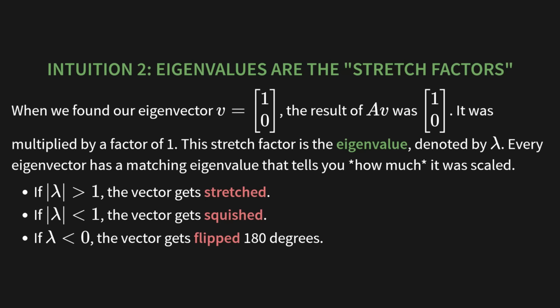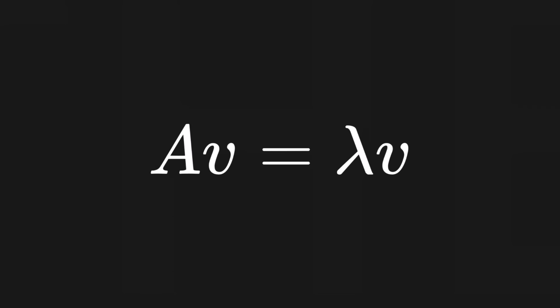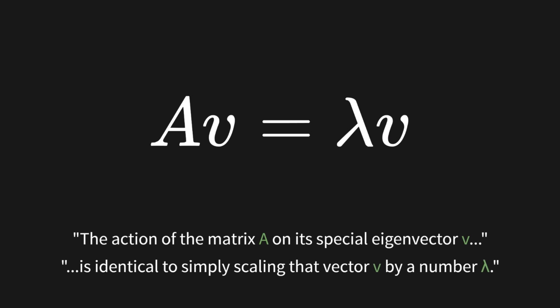Now we can put all of this together. It's time for the formalization, the eigenequation. Av equals lambda v. Let's really break this down into plain English, because this is the key. On the left, Av, we have the action of the matrix A on its special eigenvector v. And on the right, lambda v, we have something identical to simply scaling that vector v by a number, lambda. That's it. That's the whole idea right there in that beautiful little formula.